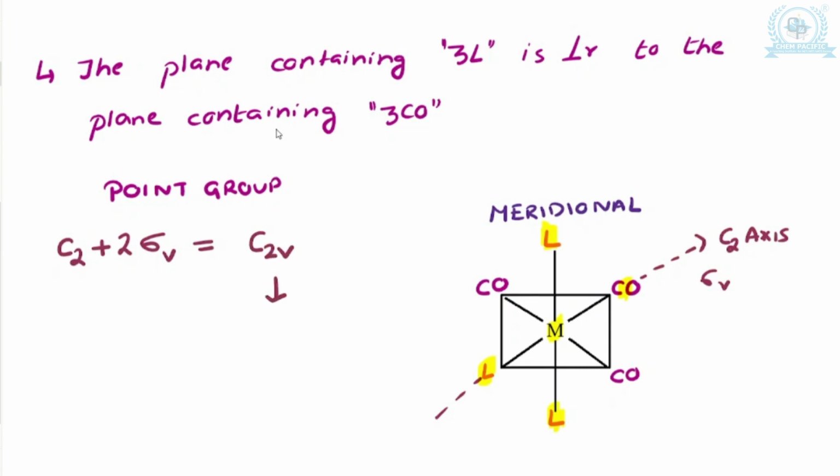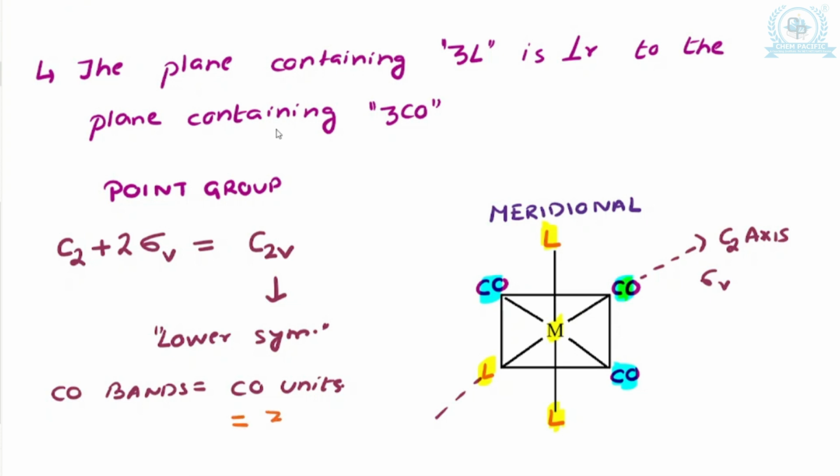Now the interesting part is when it is C2V, which is of lower symmetry, I already informed you in that case what happens. In that case the total number of CO bands is equal to the total number of CO units. यहाँ पे कितना CO लिगैंड है? यहाँ पे हमारे पास है 1, 2 and 3. So the answer will be 3. So here you are getting 3 CO bands in the IR spectrum. Clear? I hope this is very much clear to you.